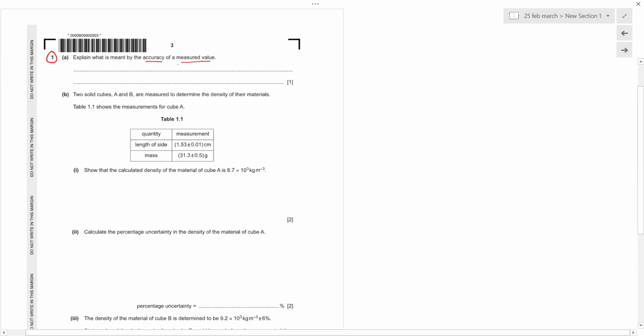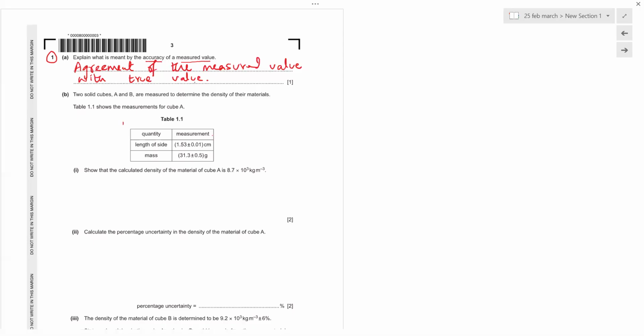So being accurate means your value agrees with a certain accepted value, standard value. Whenever you are doing any experiment, your value has to agree with something other than your value, a standard value. So, being accurate means the agreement of the measured value with the true value or a standard value. Okay? Or the proximity of your measured value with the true value.